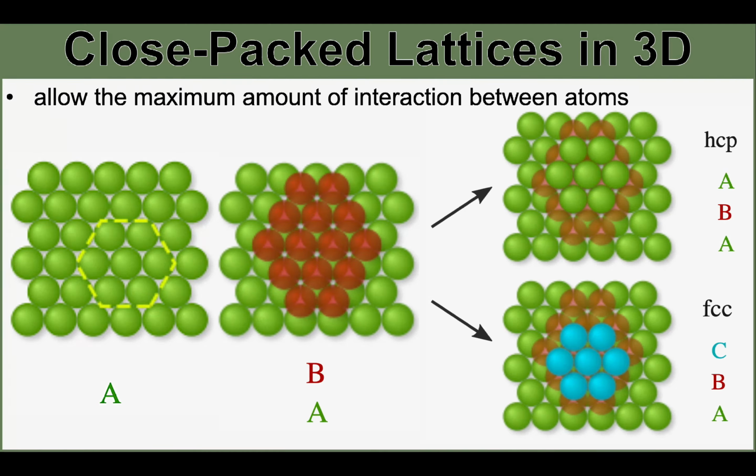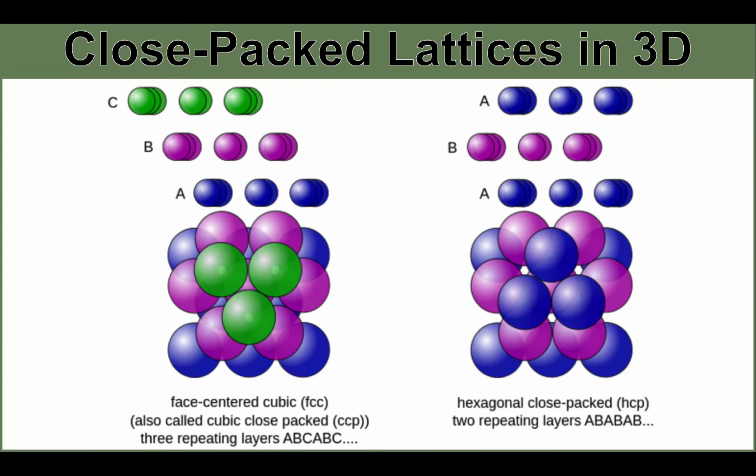So let's have a closer view. A CCP arrangement or an FCC arrangement has a total of 4 spheres per unit cell, and an HCP arrangement has 8 spheres per unit cell. However, both configurations have a coordination number of 12.